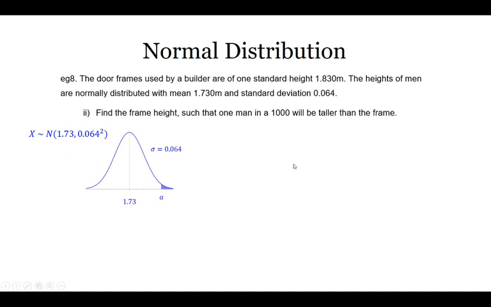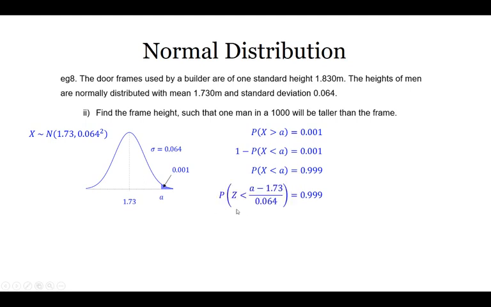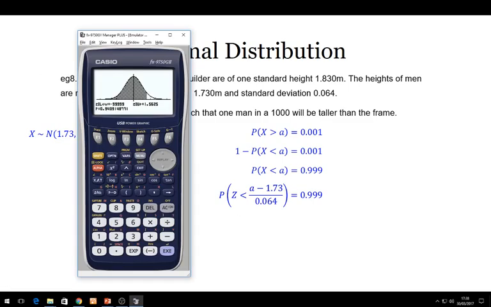So we want the probability that X is greater than A. 1 in 1,000 is 0.001. So we want the probability that X is greater than A to be 0.001. Again, it's a greater than, so we need to turn the problem round. So 1 minus the less than will be the same as the greater than. So we want then that the probability that it is less than A to be 0.999. We need to convert it to a standard normal Z. So take away the mean and divide by the standard deviation. And then I can use my graphical calculator.